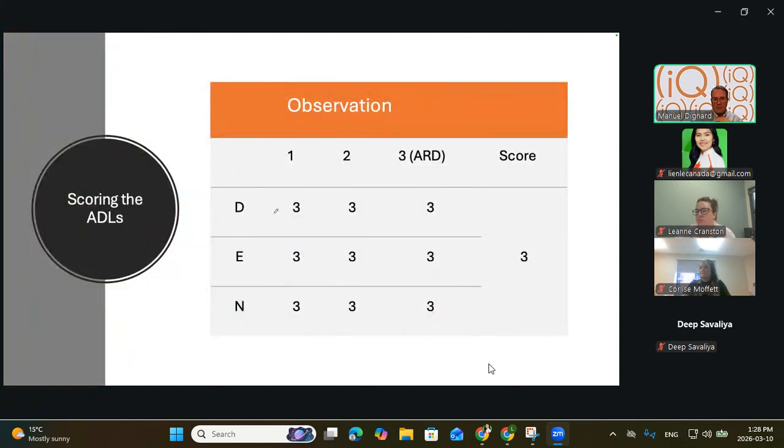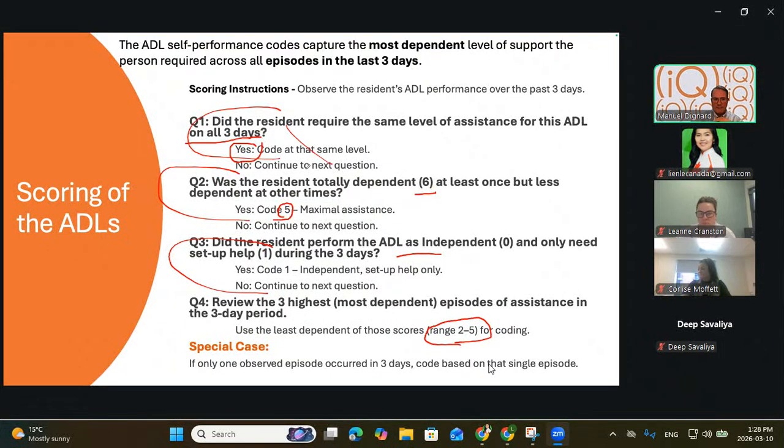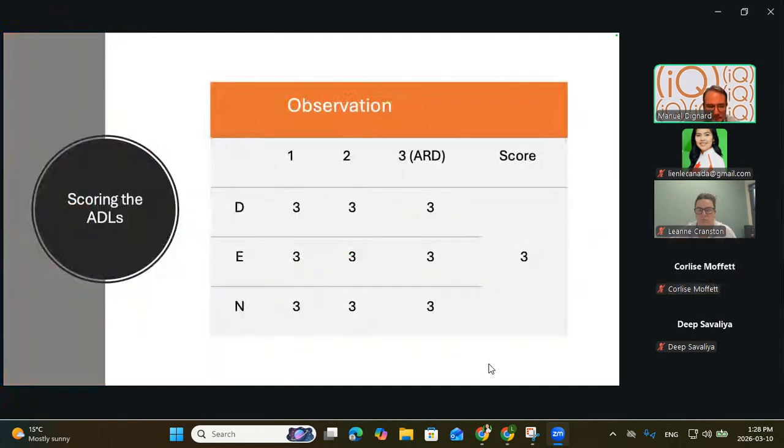But now they're not all the same. There's no 6. They're not zeros and ones. So we're looking between 2 and 5. So we're going to score the least dependent of them. And then if there's only one observed occurrence, then you code that single episode. So let's look at a few examples.